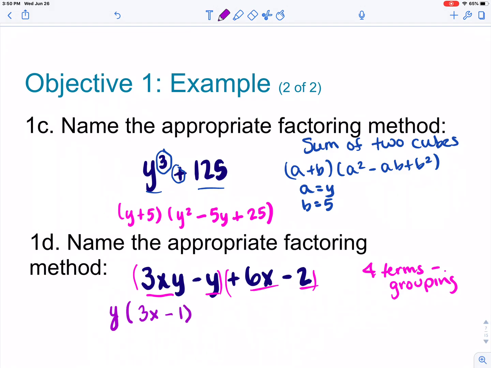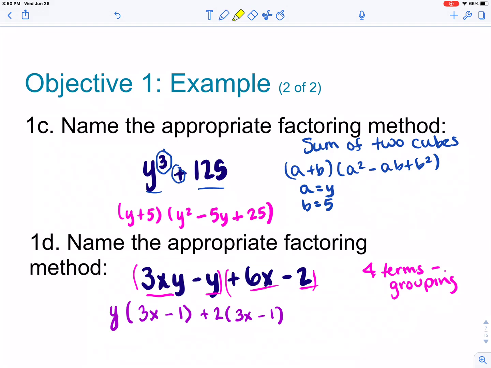So then 6x minus 2, I can divide those both by 2. So I'm going to pull out a positive 2. 6x divided by 2 is 3x. 2 divided by 2 is negative 1.